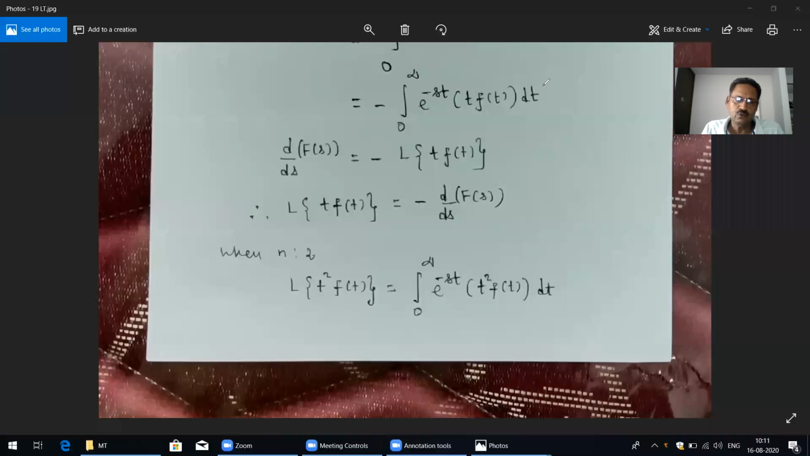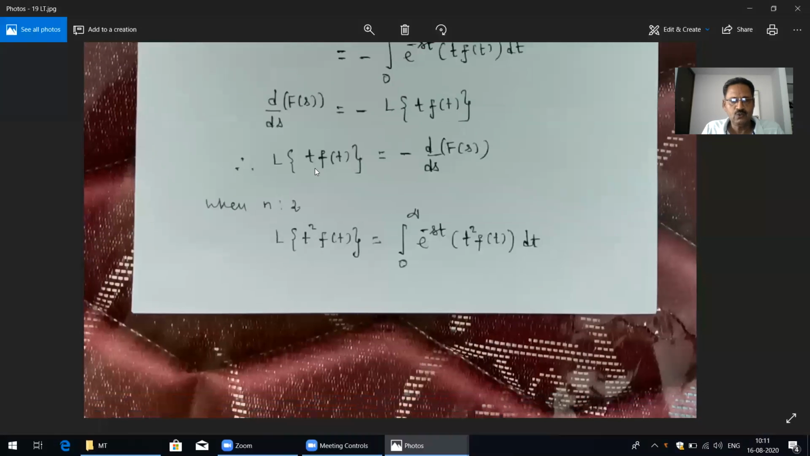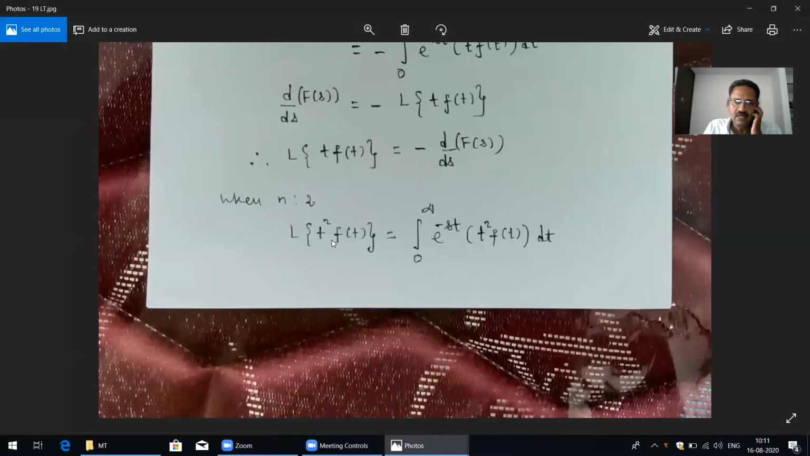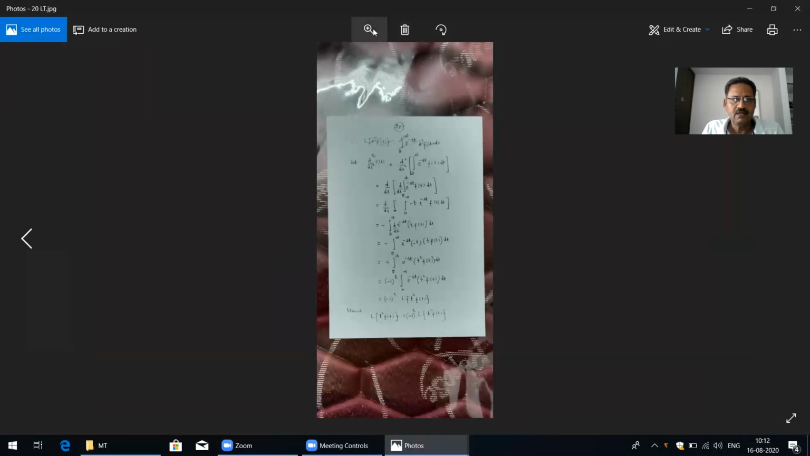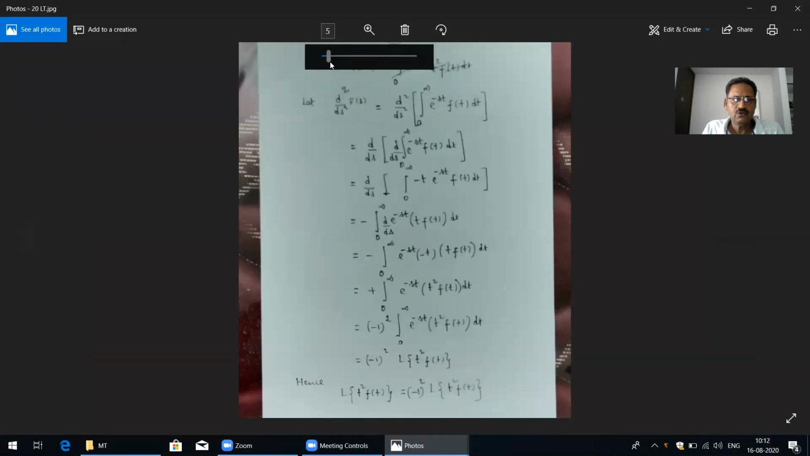Next we write, you put n equal to 2 here now. So now we get the Laplace transform of t squared times f(t) equal to the integral from 0 to infinity of e power minus st, t squared times f(t) dt. Then we have to go to the next page. So this also we have to write here.